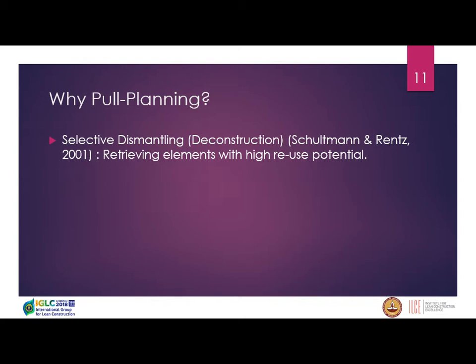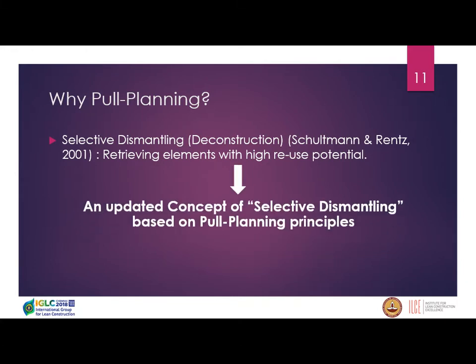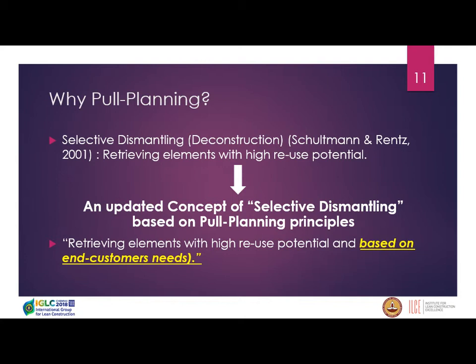Another term is called selective dismantling. It was also proposed by Schultmann and Rentz in 2001. It's retrieving elements with high reuse potential, and the rest of the building will be demolished in the normal way. So by combining the two concepts, we have reached an updated concept of selective dismantling, which is retrieving elements with high reuse potential, but based on the end customer needs.